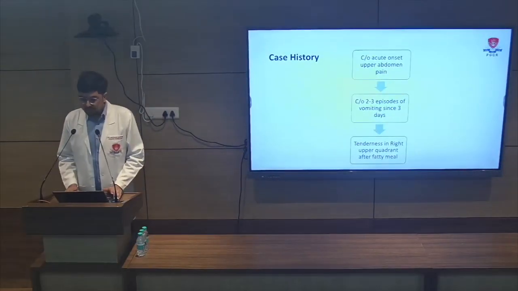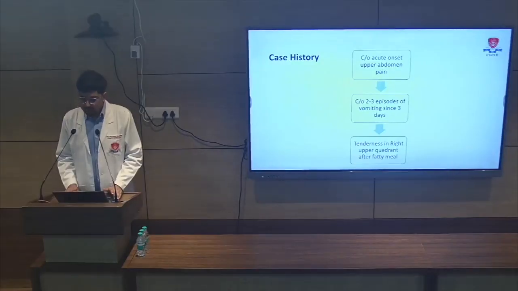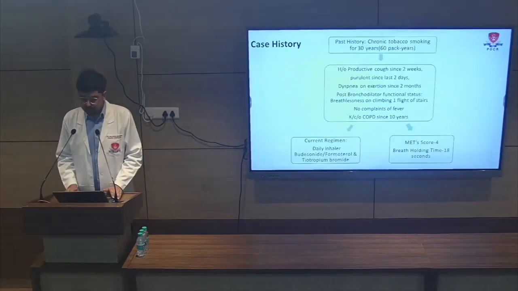The patient presented with acute upper abdominal pain associated with 2 to 3 episodes of vomiting over the last 3 days. Clinical examination demonstrated right upper quadrant tenderness, which was precipitated following the consumption of fatty meals.